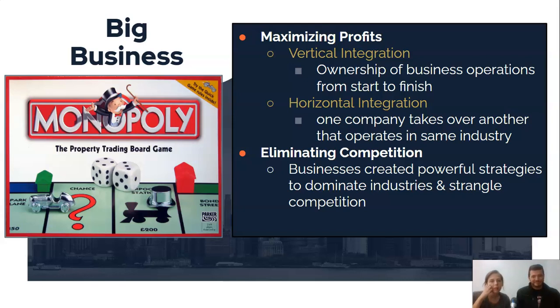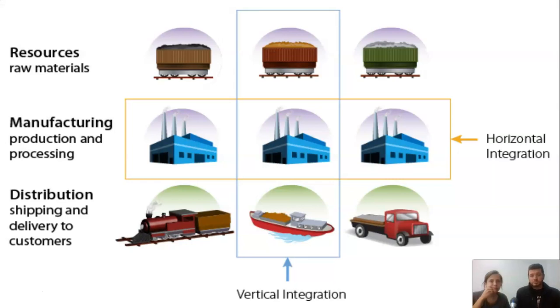Eliminating competition. Businesses do create powerful strategies to dominate industries and strangle competition. Again, building monopolies. We're going to see forming trusts and things like that throughout this PowerPoint. So this is just a kind of a visual of what Ms.